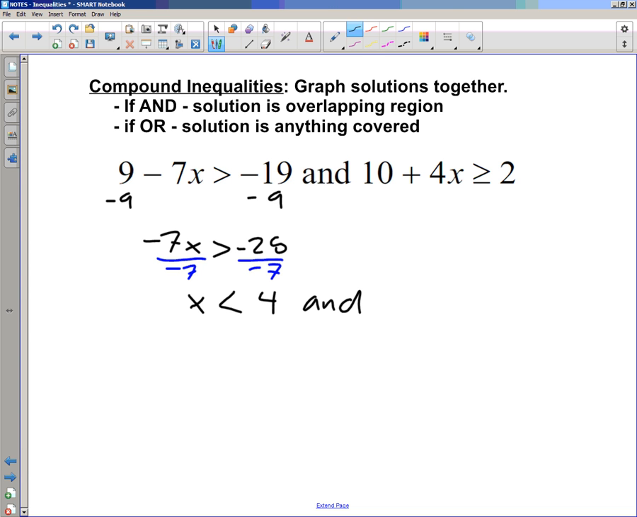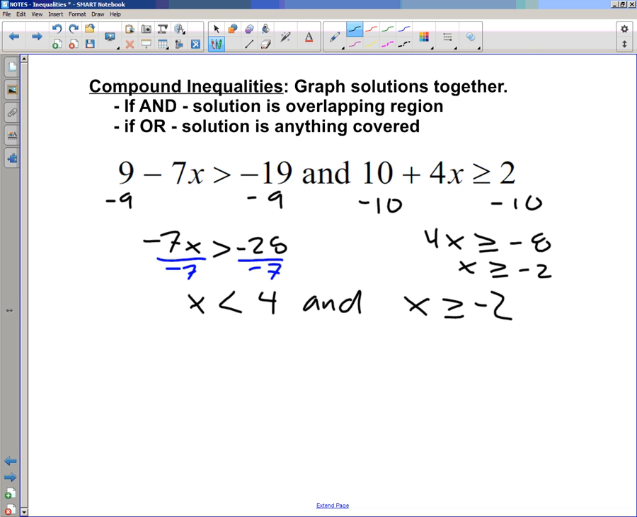All right, getting rid of the 10. 4x is greater than or equal to negative 8. We'll divide by 4 on both sides. x is greater than or equal to negative 2. So that's it. x is greater than or equal to negative 2.